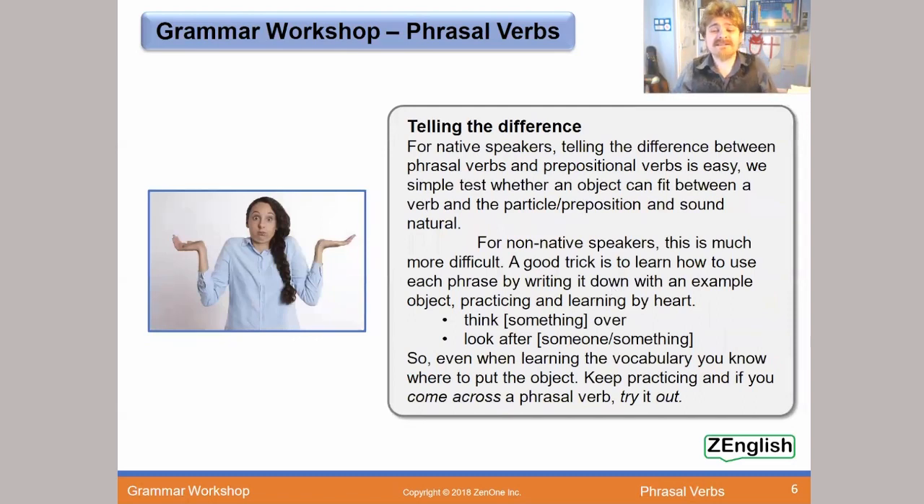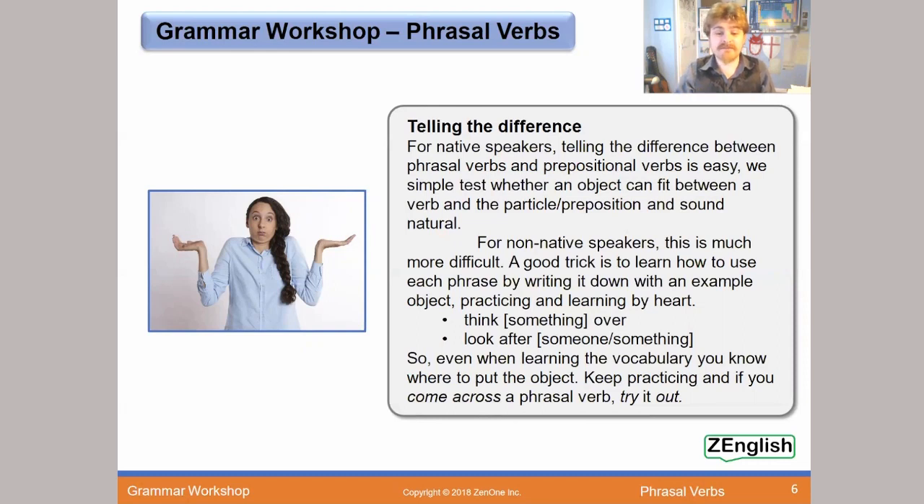For native speakers, telling the difference between phrasal verbs is easy. We simply test whether an object can fit between the verb and the particle or preposition. And then we can test whether it sounds natural. For non-native speakers, this is much more difficult. A good trick is to learn how to use each phrase by writing it down with an example object. And maybe you could check with a native speaker, talk to a teacher, something like that to help you practice that, and you learn it by heart.